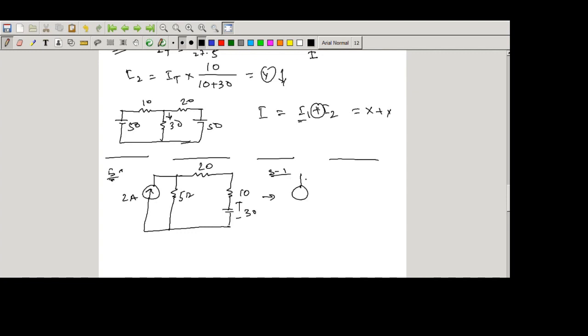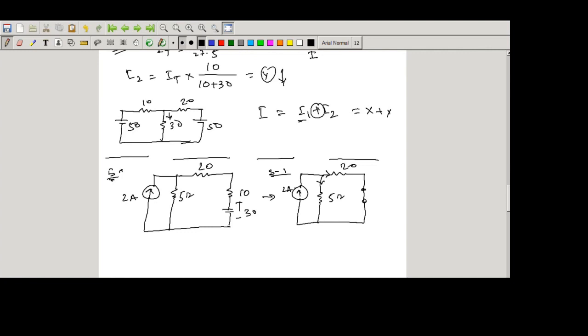So we draw the circuit again. The circuit acts as a short circuit and the other resistances stay as they are. So here 20, here 5 ohm, and here the current is 2 ampere. Now in this circuit, what is the direction of the current? This way and this way.